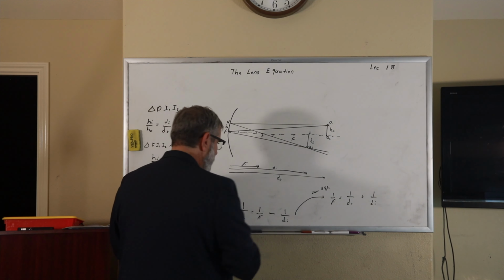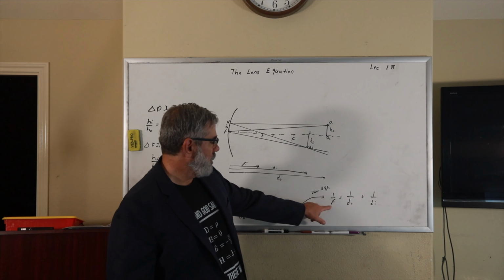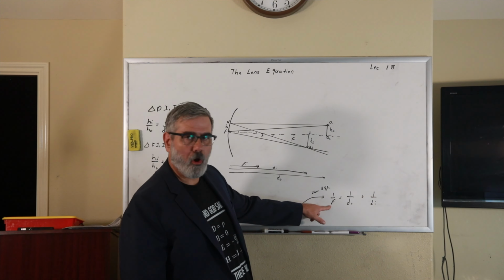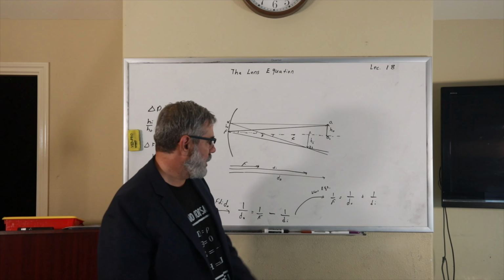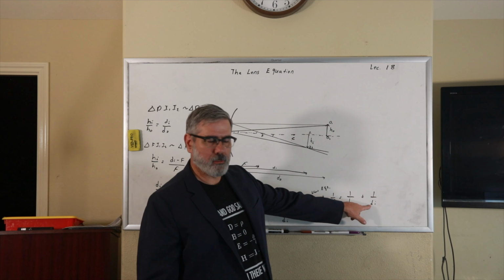And so typically you'll be given the focal length of the lens, or you'll know it, and you'll know the object distance, the distance of the object from the spherical mirror. And you can use that to determine where the image distance is going to be.